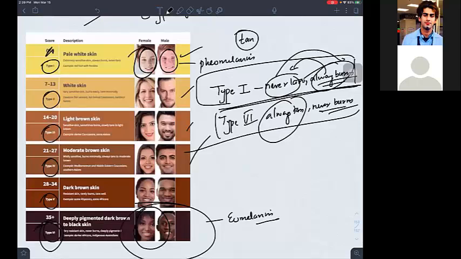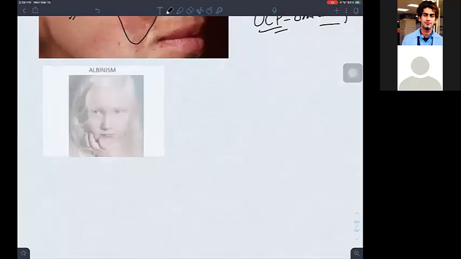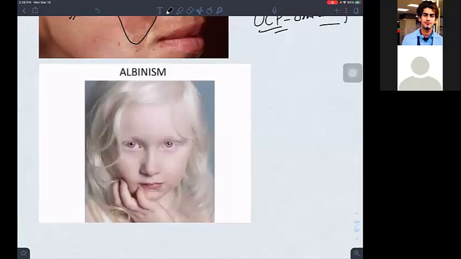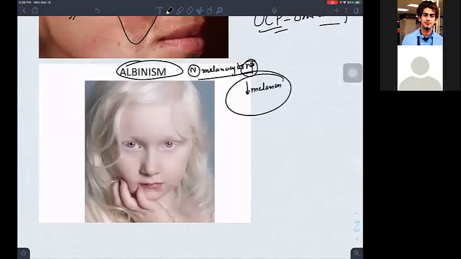Next, we may have seen the albino, this cute girl. So this is albinism. What is happening in albinism is the melanocyte is normal. There is no problem with the melanocyte. The number of melanocytes is normal. But melanin is getting less. There is decreased production of melanin.